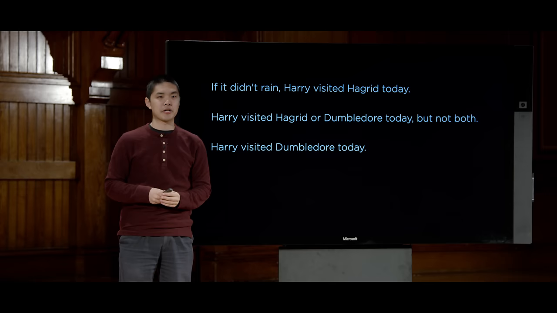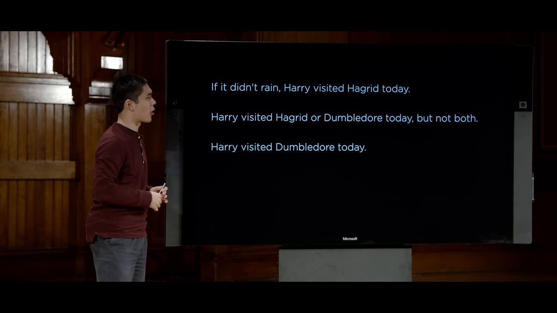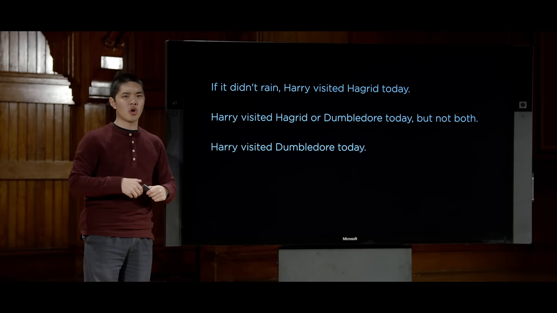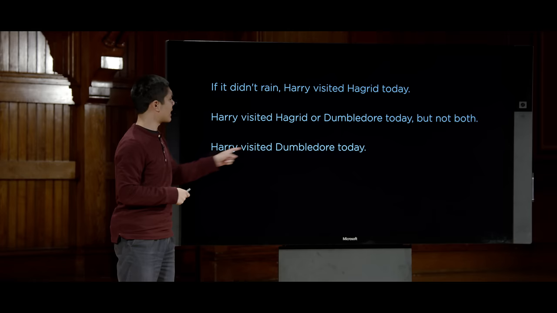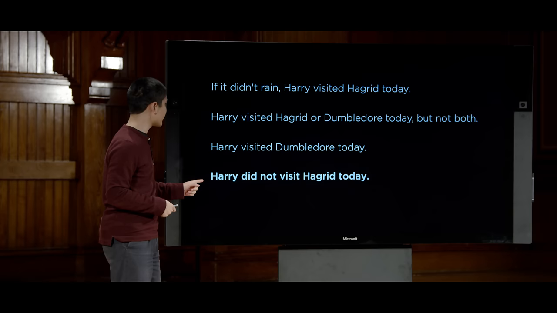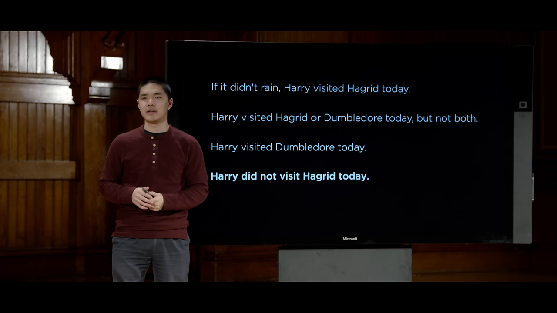So we now have three pieces of information, three facts inside of a knowledge base, so to speak, information that we know. And now we as humans can try and reason about this and figure out, based on this information, what additional information can we begin to conclude? Looking at these last two statements, Harry either visited Hagrid or Dumbledore, but not both, and we know that Harry visited Dumbledore today, it's pretty reasonable that we could draw the conclusion that Harry must not have visited Hagrid today. Because based on a combination of these two statements, we can draw this inference, so to speak, a conclusion that Harry did not visit Hagrid today.